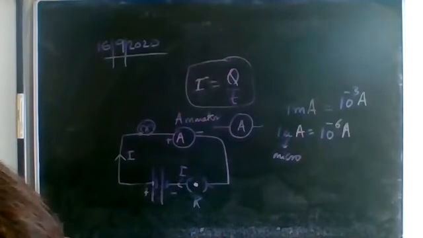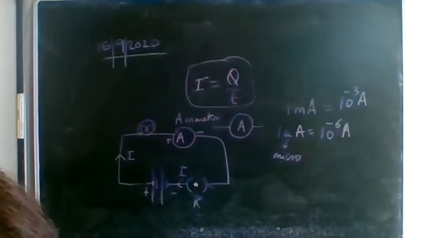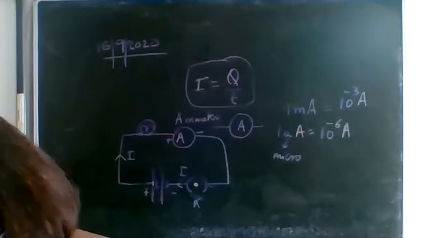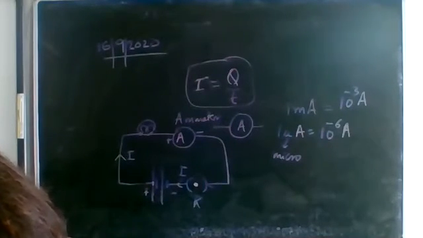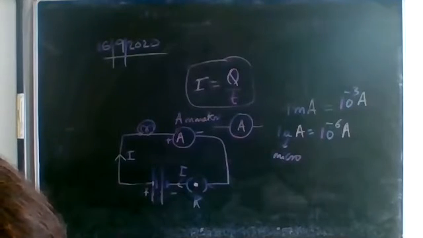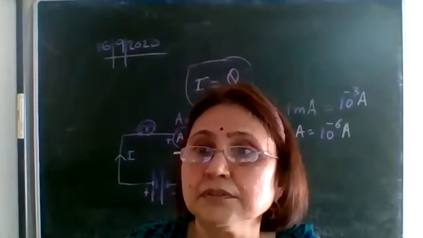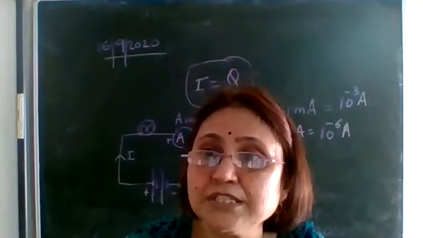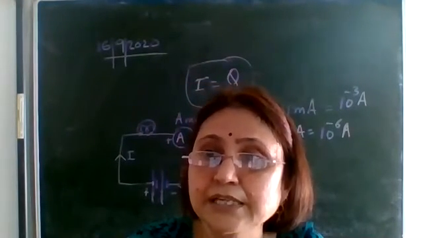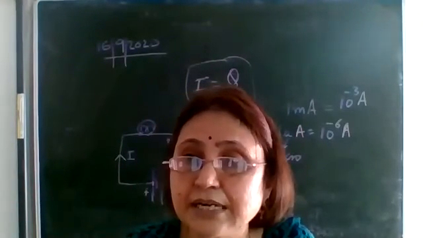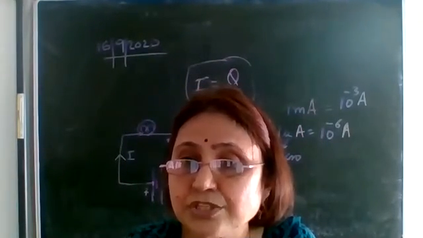And how is it connected in the circuit? Okay, what is the device which measures the electric current? It is the ammeter. And how is it connected? It is connected in series. Write the next question.